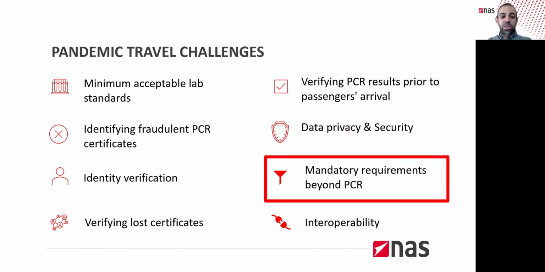The next challenge is handling mandatory requirements beyond PCR. Traveling to a country may require more than just a PCR test certificate. For example, a quarantine hotel or travel insurance. The system can be customized to accommodate any additional mandatory requirements suggested by government authorities and organizations. In addition, the system can integrate with external data sources using APIs.